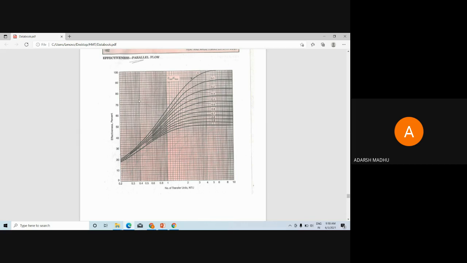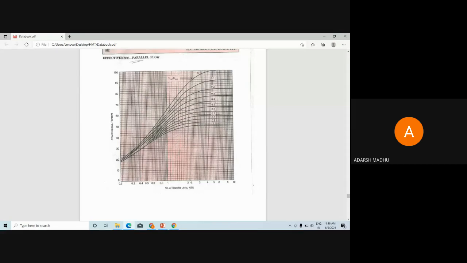In this curve, the R value we need is C minimum by C max. So please find the ratio of C minimum by C max, and look for which curve it is. If it is 0.3 or 0.35, we intersect in that range, and after intersecting we can find the value of NTU here. What is the value of NTU? Like this we can find the value of NTU or effectiveness if the R value is known.